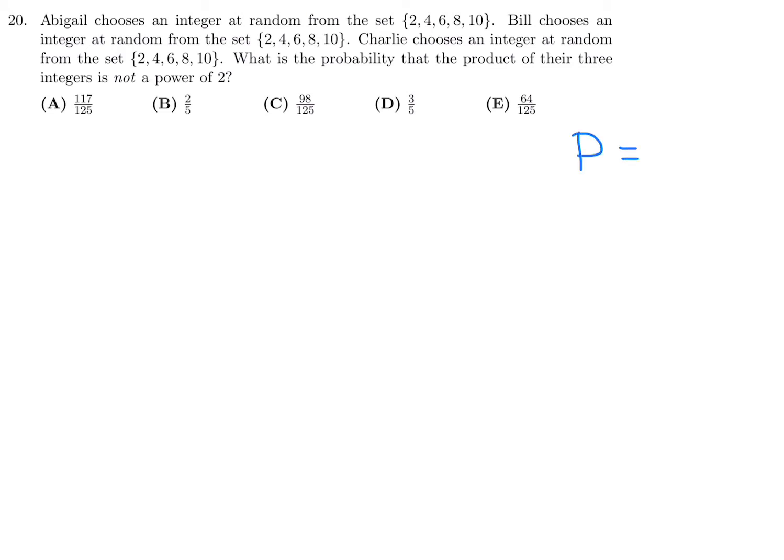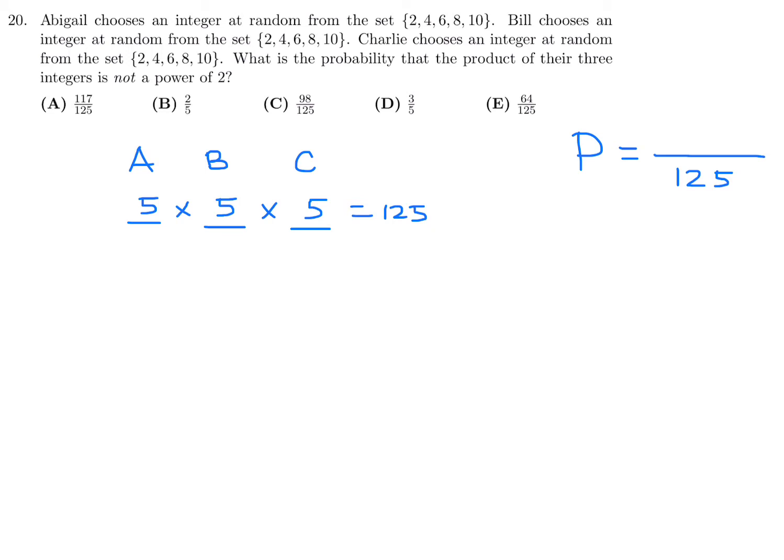Well, the probability will be some numerator over the denominator. The denominator is the total. So for Abigail, Bill, and Charlie, Abigail has 5 numbers to choose from, Bill 5 numbers, and Charlie 5 numbers. So you multiply to get the total, which is 125. So the total is 125.